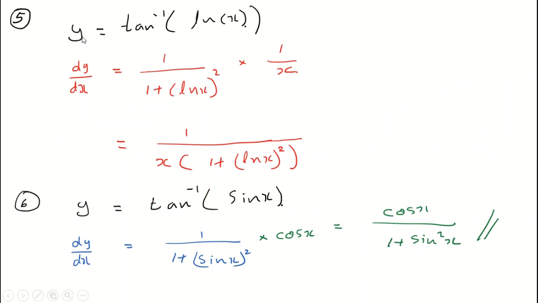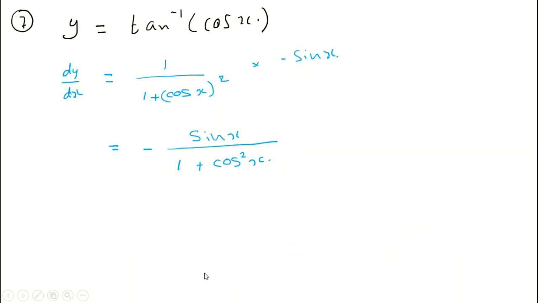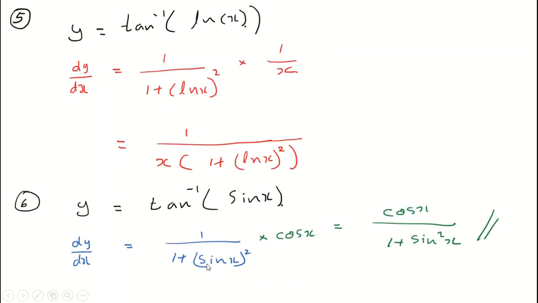Y equals tan inverse ln x. Dy over dx is equal to 1 over 1 plus (ln x) whole thing squared into 1 over x. So 1 over x times (1 plus ln squared x). Now the example tan inverse sin x. So 1 over 1 plus (sin x) whole thing squared into, when you differentiate sin x, cos x. So this could be written as cos x over 1 plus sin squared x.